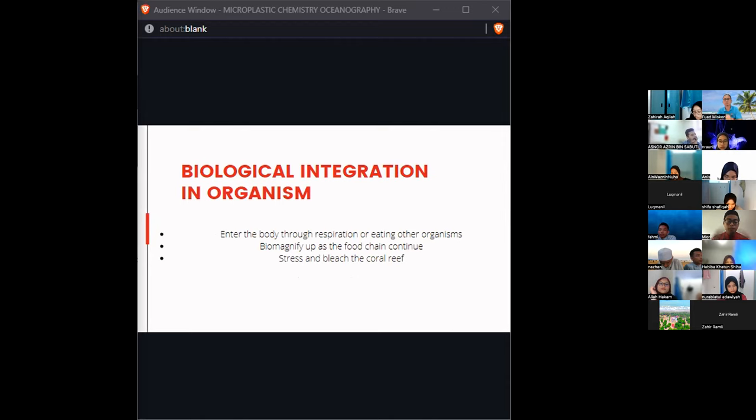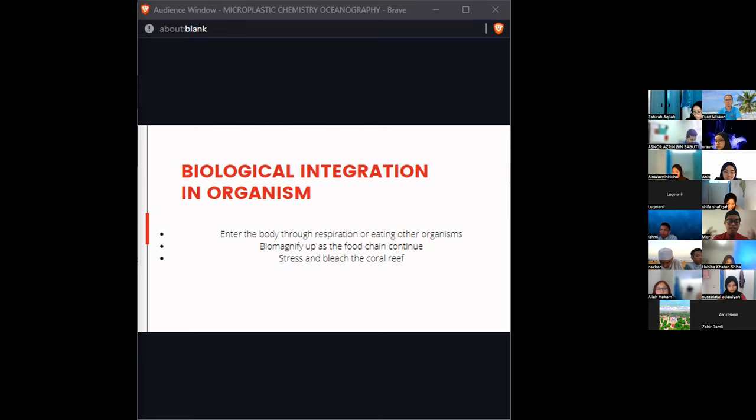Okay, for example, let us think about the food chain. The moment the microplastic gets eaten by a smaller fish, that small fish will be eaten by a bigger fish. And that bigger fish will not eat just one small fish, right? They will eat multiple small fish. So each of those small fish has eaten a certain amount of microplastic. So this is biomagnification. This is the meaning of biomagnification.